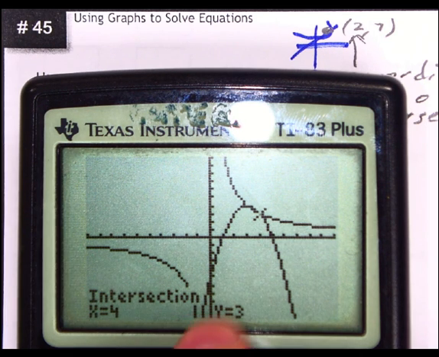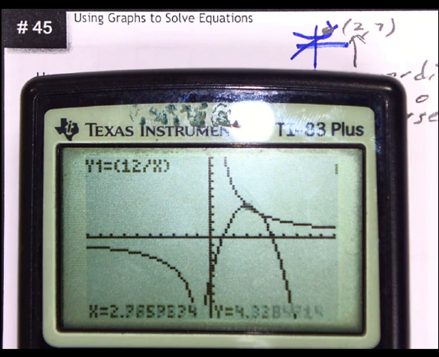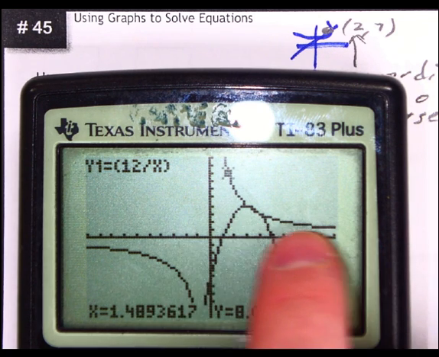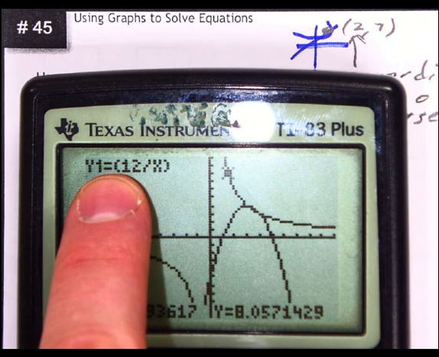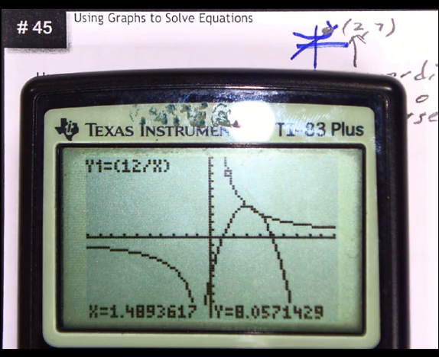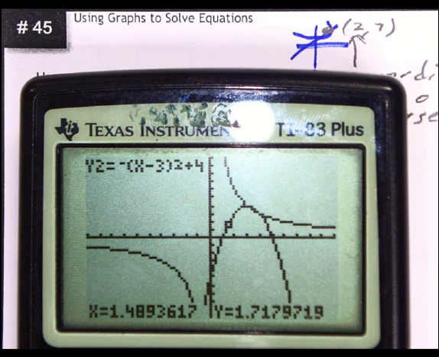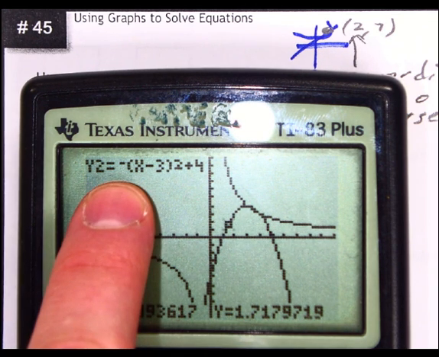Now, the only other one I need to get is this one down here where these two cross. I'm going to push trace again. I'm going to try to slide along the curve, but whoops, I'm on the wrong one. I'm on the hyperbola. I want to ride the parabola. So right now this is telling me I'm in the hyperbola. If you use your up and down arrows on your keyboard, then it switches between the two equations. You can see that showing up here.